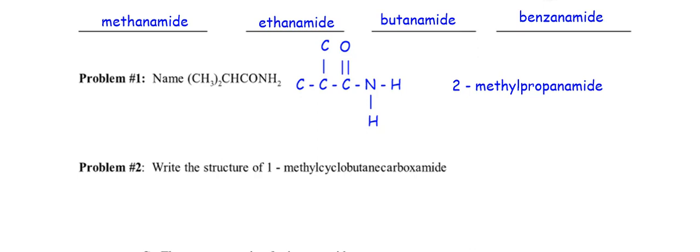All right, let's see what happened. Well, here is my cyclobutane. Remember we had a carboxylic acid, so this would be a cyclobutane carboxylic acid. So this would be a cyclobutane carboxamide. And don't forget you also have a 1-methyl. Well, this had to be your first carbon, so here's your 1-methyl cyclobutane carboxamide.